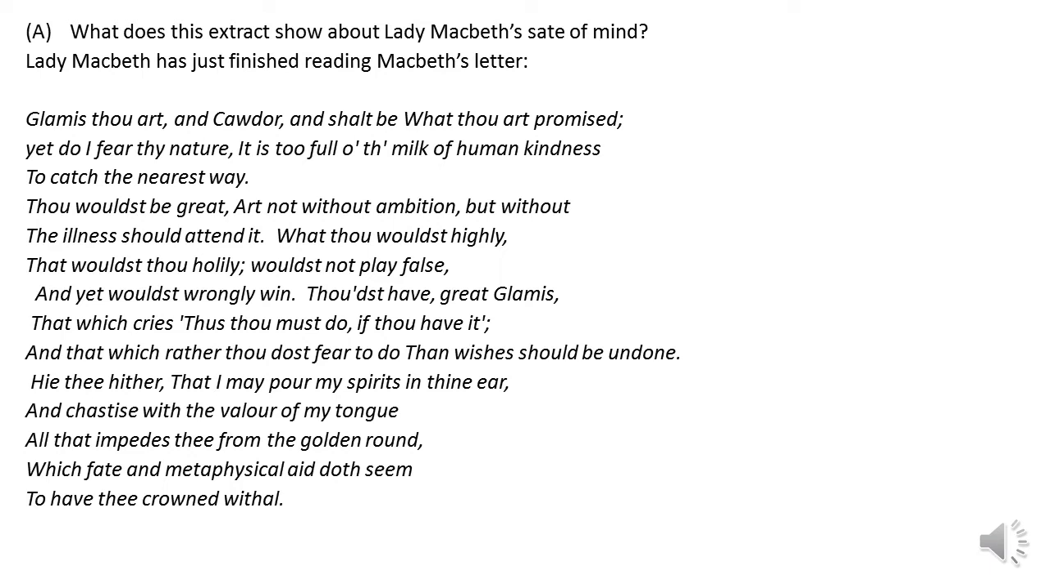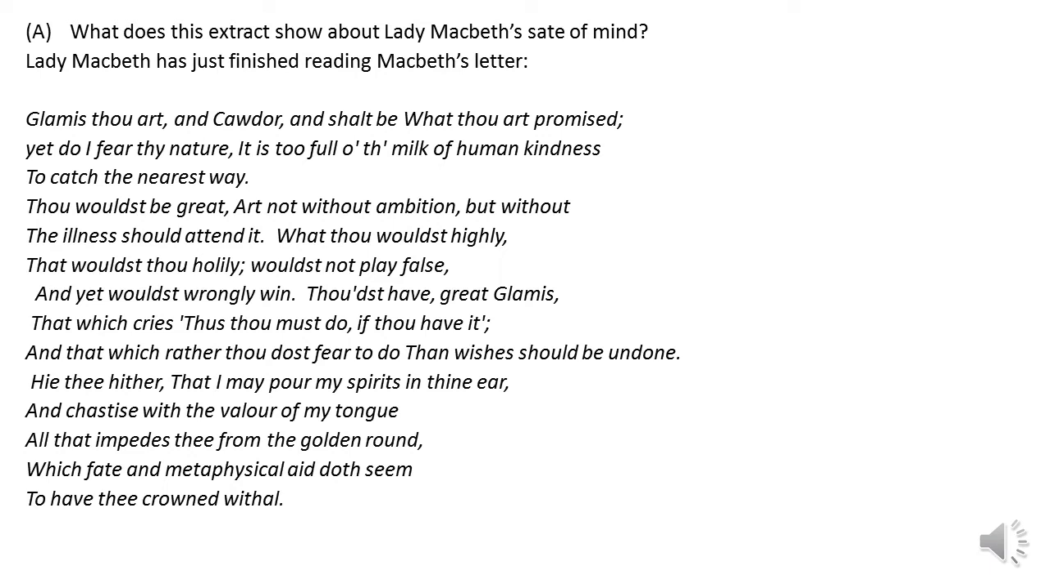"Hie thee hither," come here. We're looking at a powerful woman here. "Get yourself here, that I may pour my spirits in thine ear," that I can persuade you to kill the king, "and chastise thee with the valour of my tongue." In other words, chastise normally means to punish, but with my tongue I'm going to put you right.